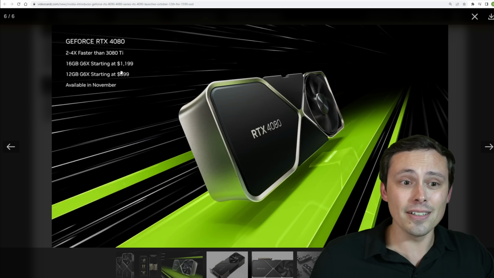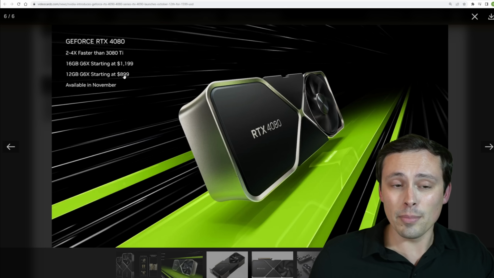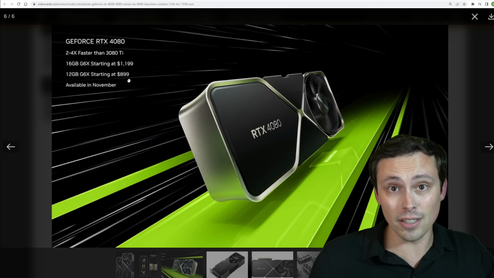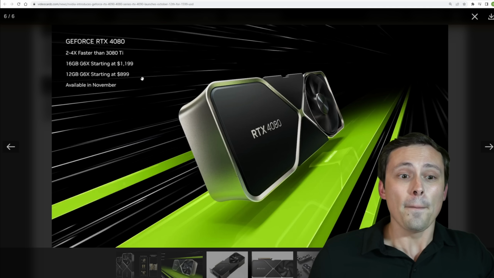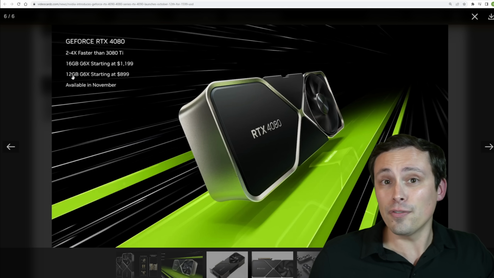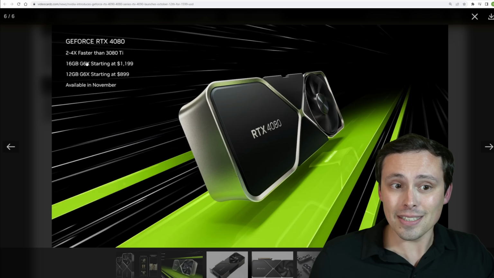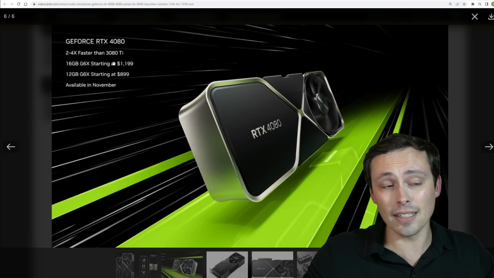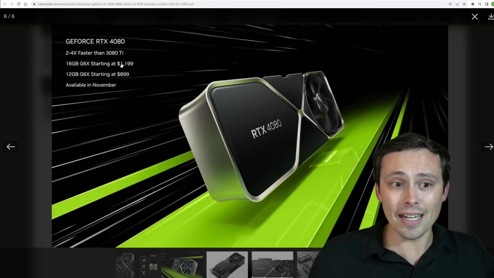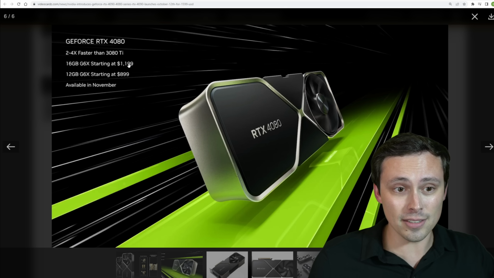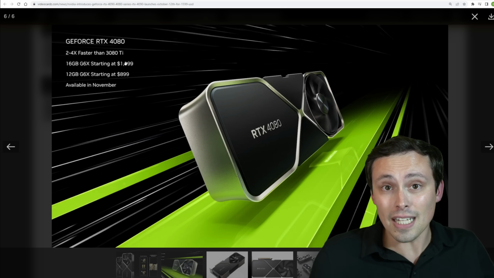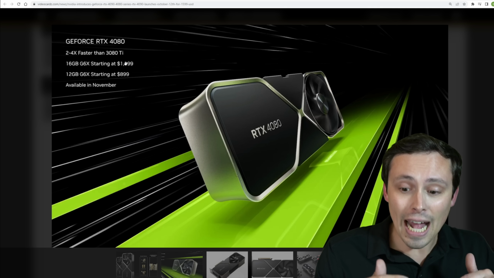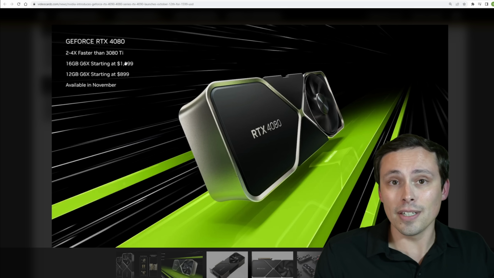And the pricing here is awful. The 12GB version is a $200 increase over the MSRP of the RTX 3080. But I really think it's more like a 4070 successor, and this 16GB card is the actual 3080 successor, and it's coming in at a $1,200 MSRP. So this is absolutely disgusting, pricing-wise.